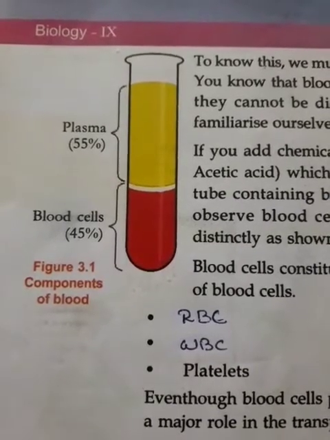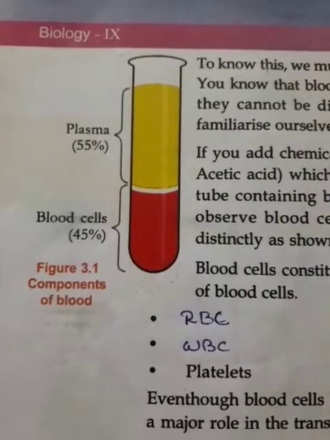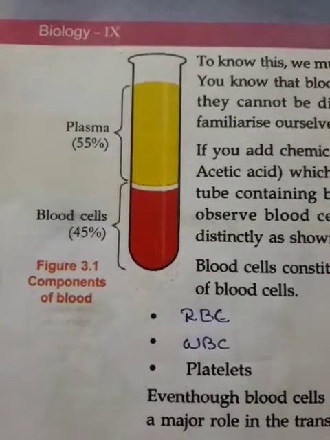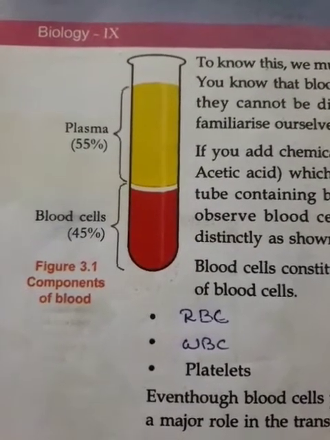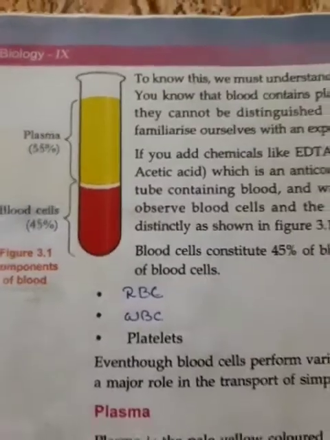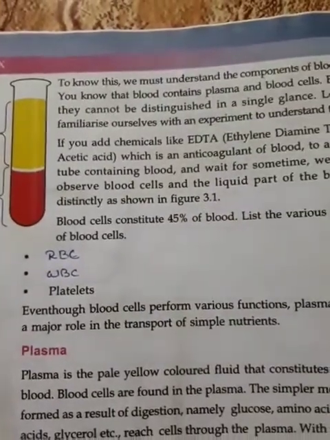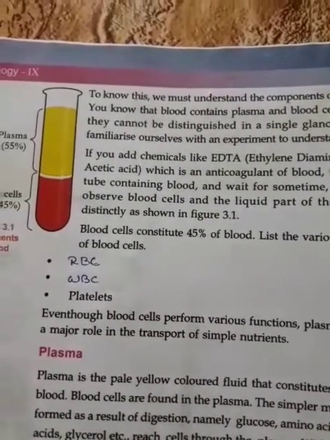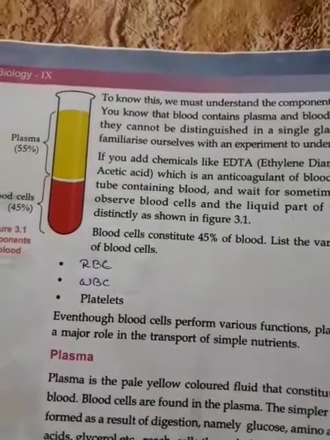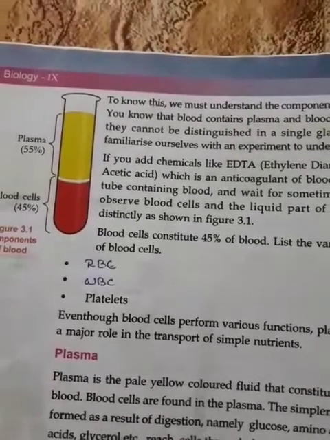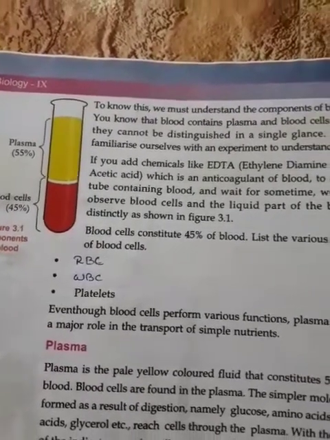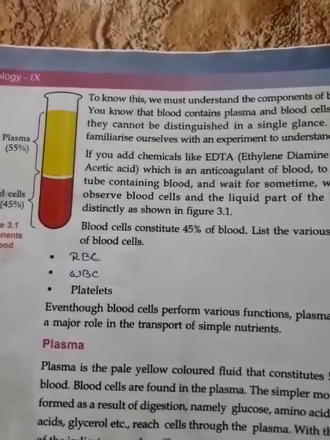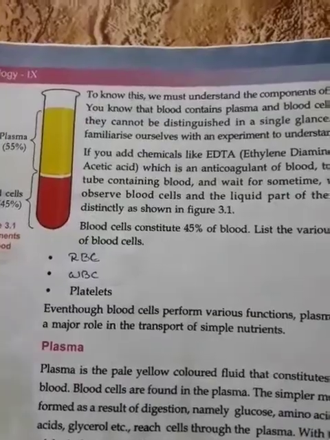The blood cells contain two types, RBC and WBC, red blood cells and white blood cells, and then platelets. The blood cells constitute 45% of blood. Then plasma constitutes 55% of blood. These are the various types of blood cells: RBC, WBC and platelets.